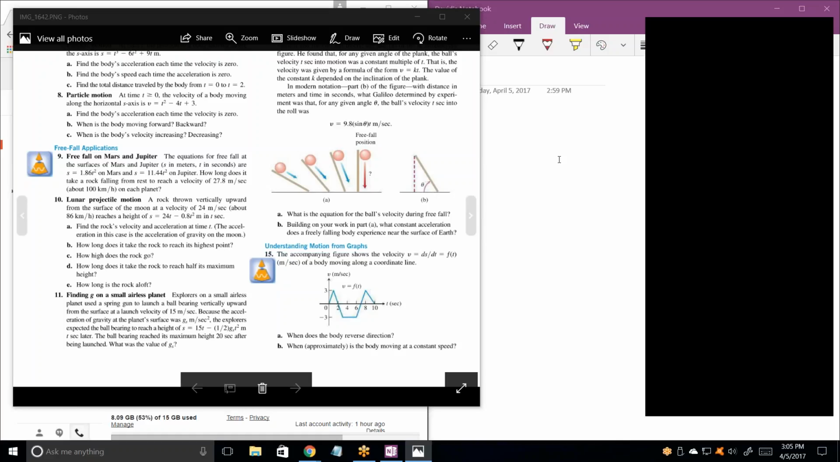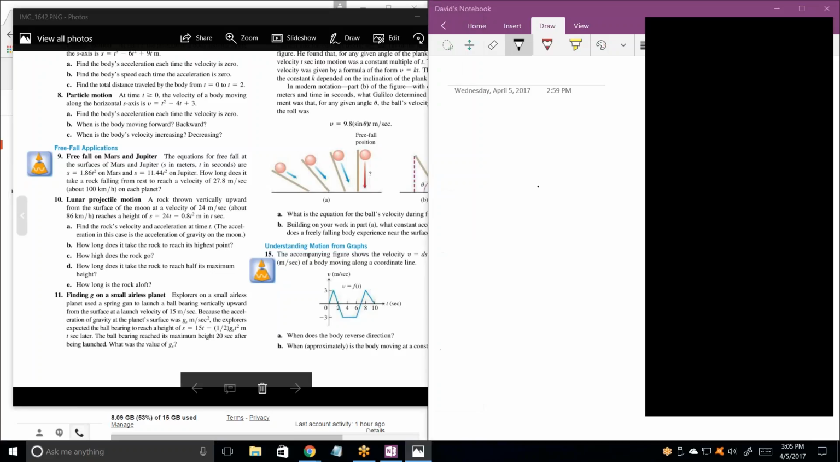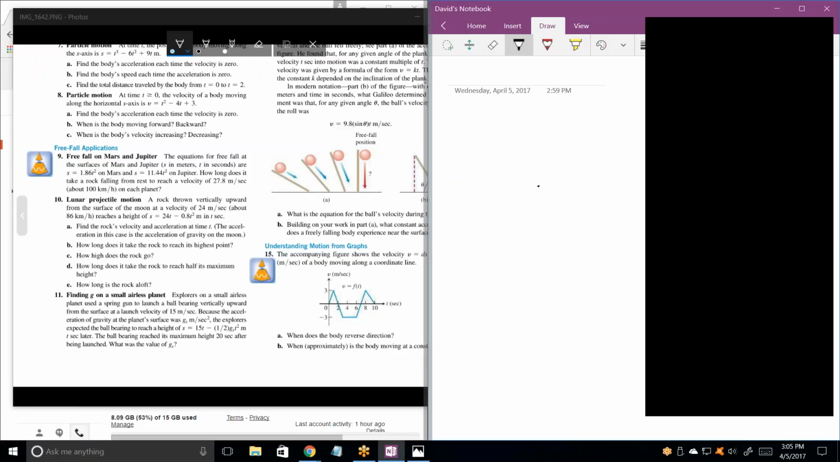All right. Let's take the equation for free fall on Mars. The position of whatever is in free fall is equal to that on Mars. Okay? How long does it take a rock falling from rest to reach a velocity of that?